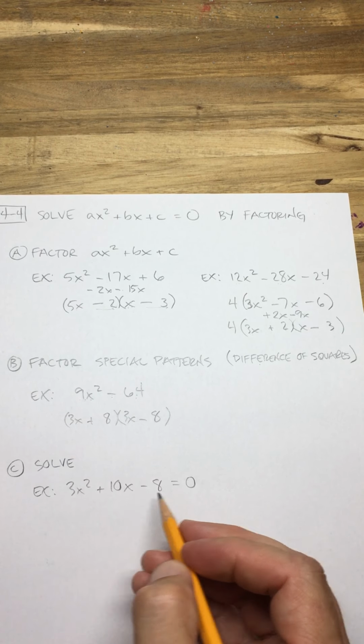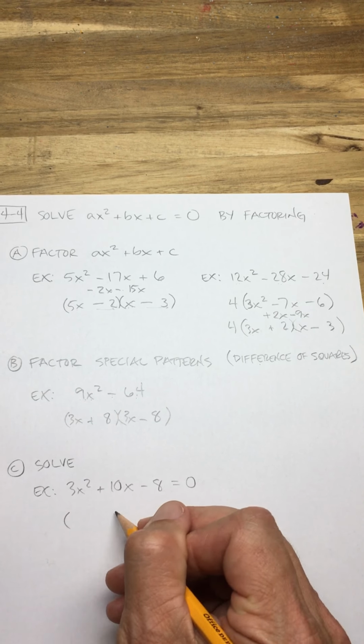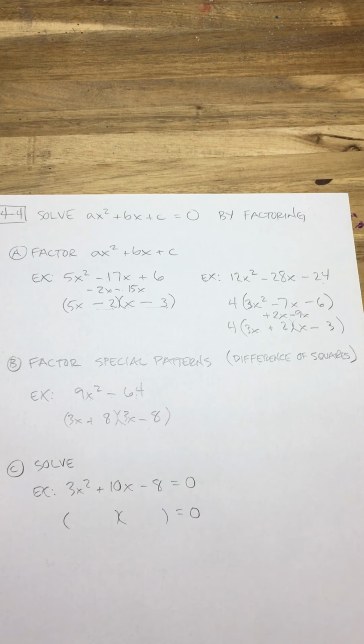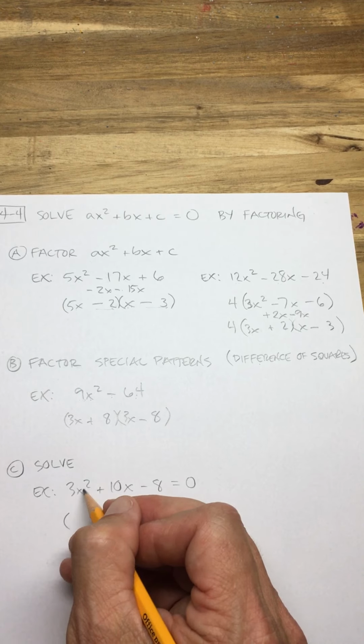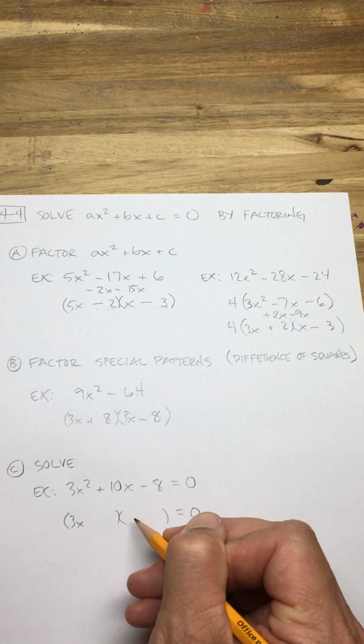So what we're going to do, factor that guy right there. So I'm going to do my two binomials. Don't forget equals 0. Okay, so what times what gives me that? Well, that's 3x times x.